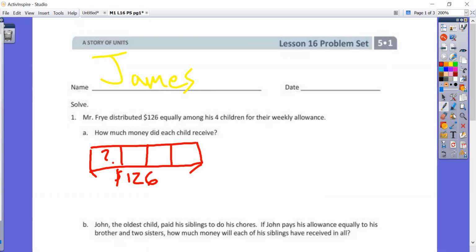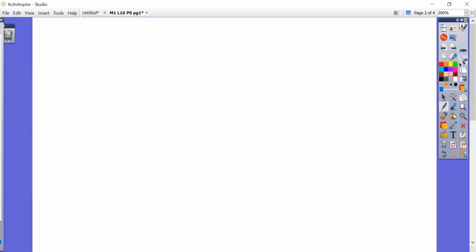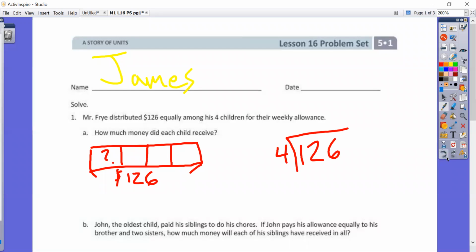Okay, so we know now that we need to divide. So 126, we're going to divide that by 4. Now remember, because I can already see it, we're going to have a decimal situation where we're going to have to regroup into our tenths place. So let's just keep that in mind as we're solving this problem.